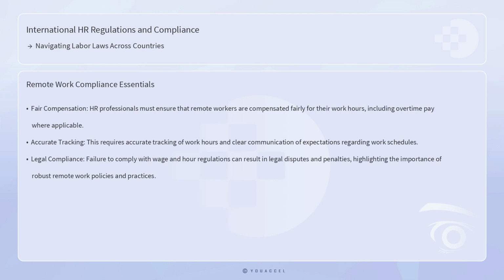Furthermore, addressing wage and hour compliance for remote workers is crucial. HR professionals must ensure that remote workers are compensated fairly for their work hours, including overtime pay where applicable. This requires accurate tracking of work hours and clear communication of expectations regarding work schedules. Failure to comply with wage and hour regulations can result in legal disputes and penalties, highlighting the importance of robust remote work policies and practices.